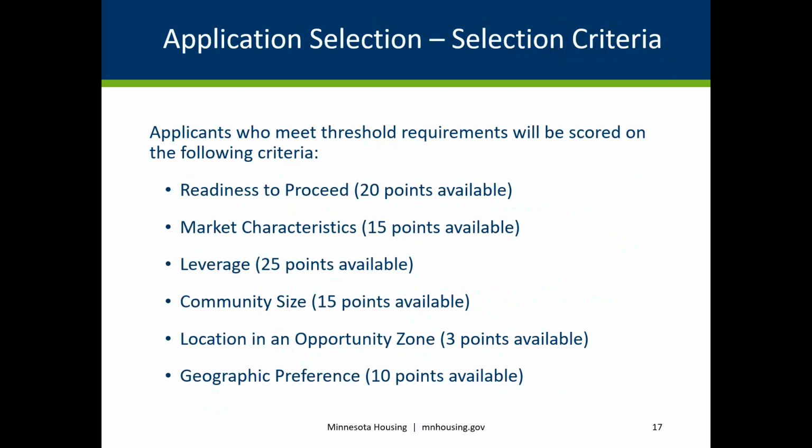Located in an opportunity zone is the next category. That's worth 3 points. And all we're looking for there is just either you're located in an opportunity zone or you're not. And then finally, geographic preference, which is a new scoring category this year. We are just looking for you to be outside the metro area as defined by section 473.121, subdivision 2 of statute.